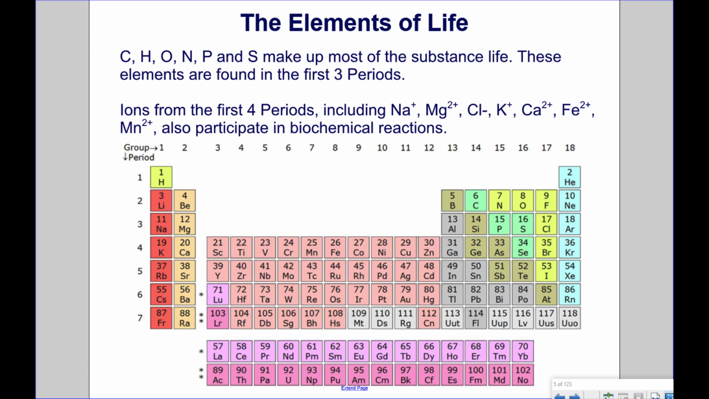The elements of life. Carbon, hydrogen, oxygen, nitrogen, phosphorus, and sulfur make up most of the substance of life. These elements are found in the first three periods. The first three periods are the first three rows. Ions from the first four periods, including sodium, magnesium, chlorine, potassium, calcium, iron, and manganese, also participate in biochemical reactions.